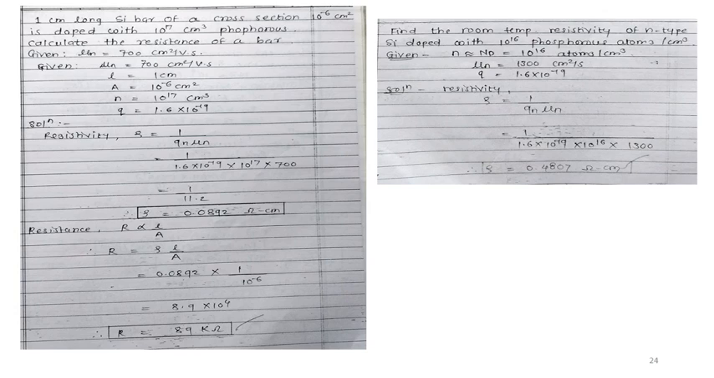Just another few examples, which we have already gone through. You have to solve them in your notebook. Go step by step, and you can easily solve it carefully. Find the room temperature resistivity of an n-type semiconductor doped with 10^16 phosphorus atoms per centimeter cube. Then this is an n-type semiconductor. Then we can find the resistivity. We know the formula. We just have to put in the values and do the calculation carefully. Then finally we are getting the resistivity value.